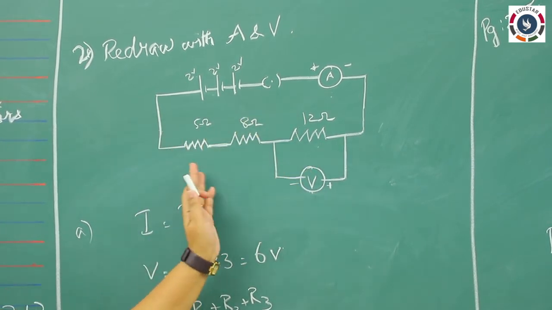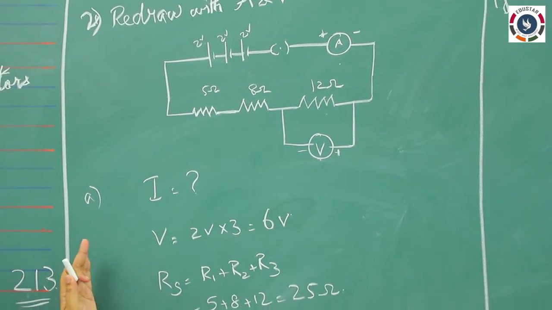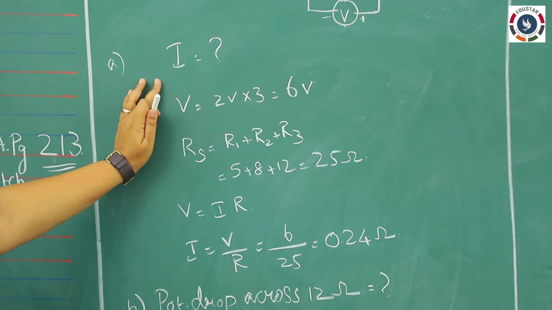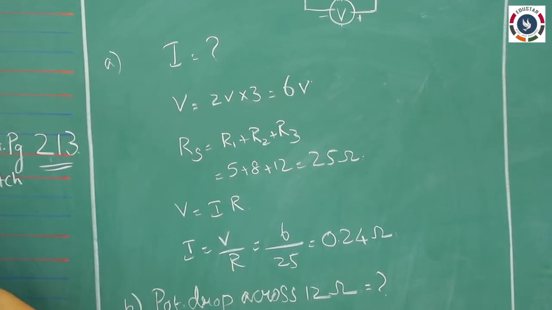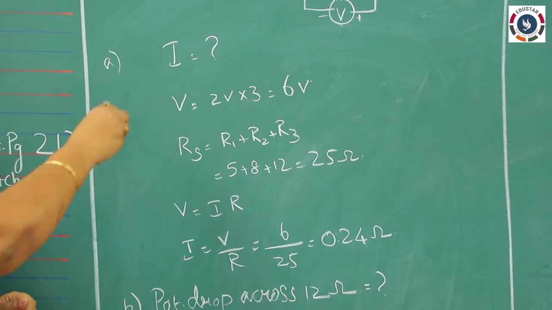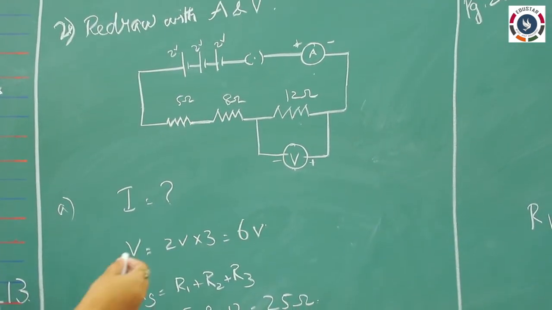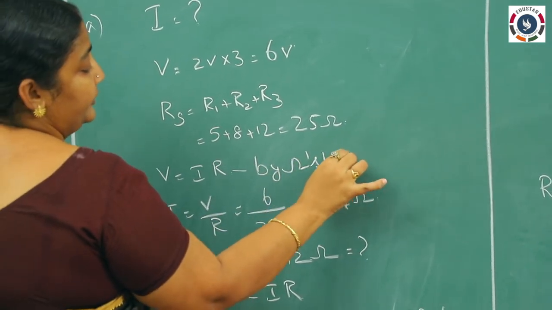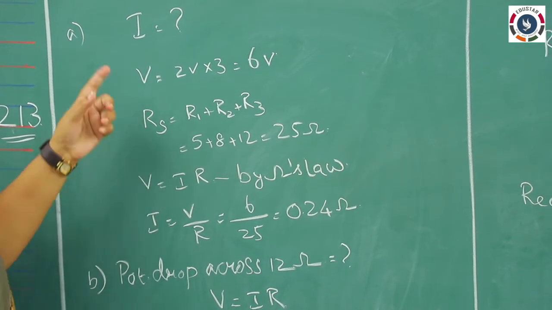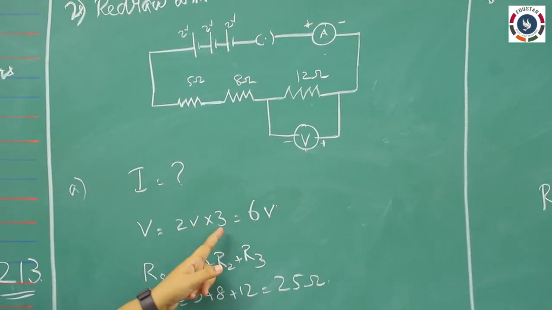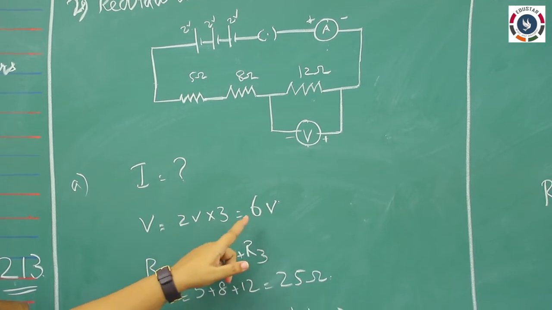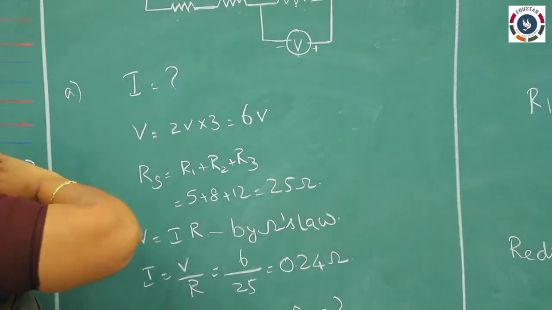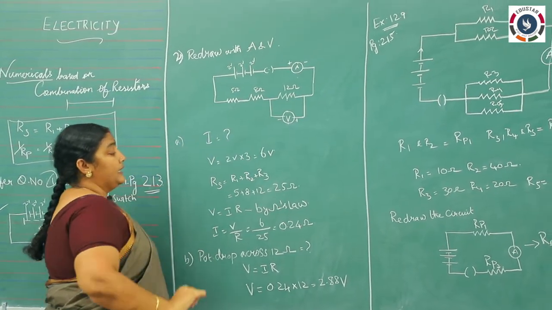For the same circuit, there are two subdivisions of the problem. They ask what is the current flowing in the circuit, and the next one is the potential difference across the 12 ohm resistor. To find the current, we know the formula V = IR by Ohm's law. In this, each cell has 2 volt and we have 3 cells, so 2 volt into 3, we have 6 volt. And what is R? We have 3 different resistors here, and remember, all these resistors are connected in series.